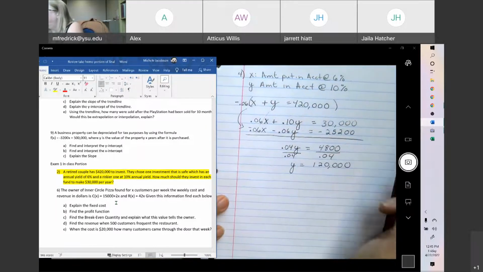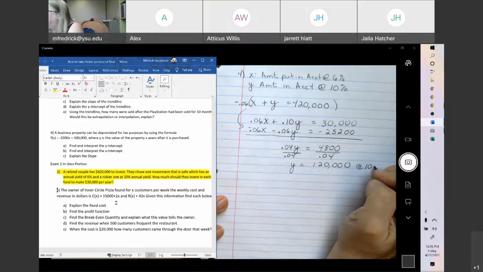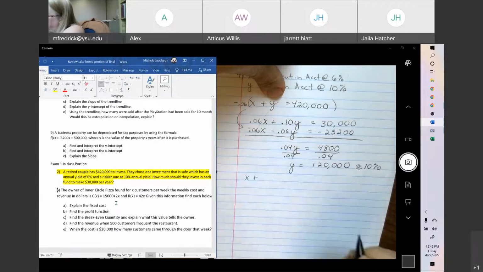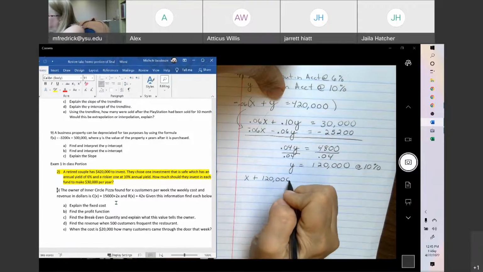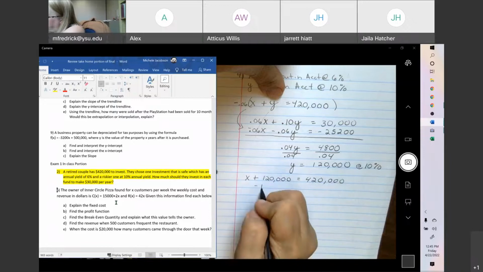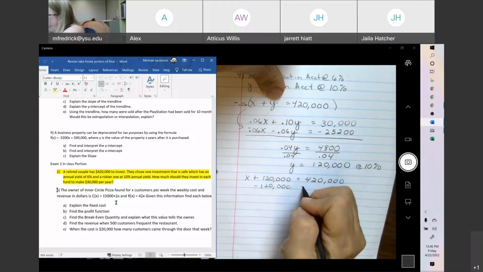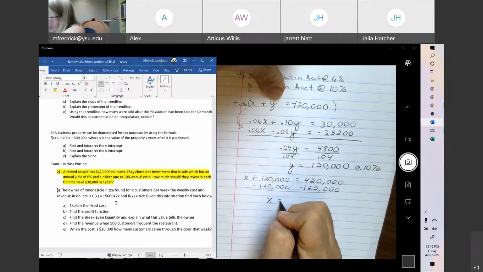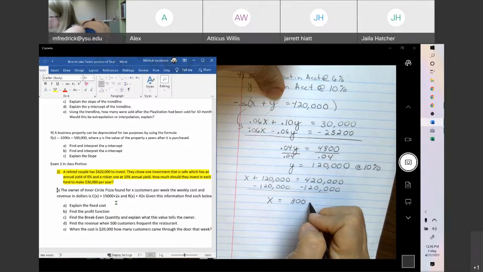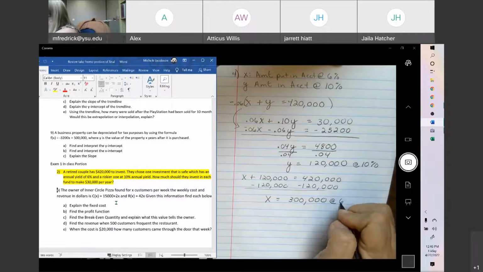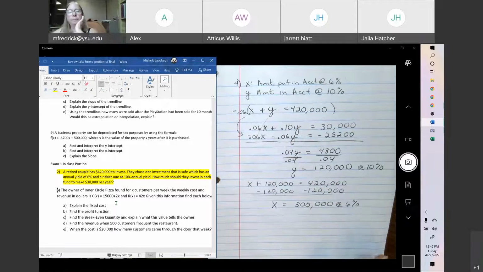So they'll deposit 120,000 at 10%. And then we know the two together have to equal the 420,000. So 300,000 at X, which is 6%. Any questions on that?